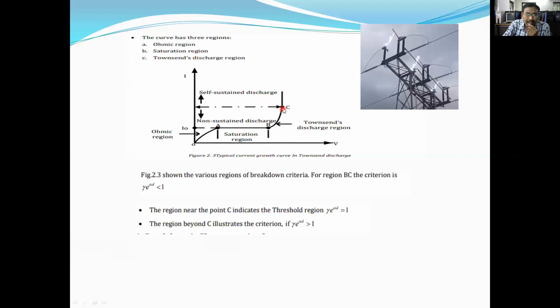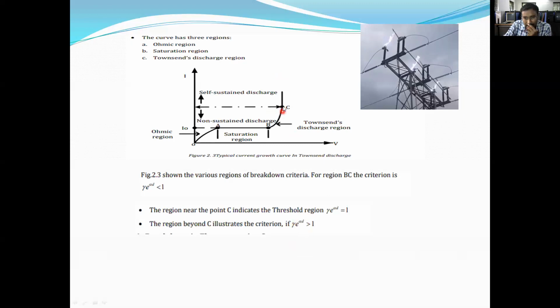Based on C, we can say that this is the dielectric material property, that is, when maximum breakdown occurs, gamma times e power alpha d is equal to 1. The region near point C indicates the threshold region, where gamma times e power alpha d is 1. Here the spark is ready to take place. That's why point C corresponds to gamma times e power alpha d equal to 1. Beyond C, the position is called gamma times e power alpha d greater than 1.